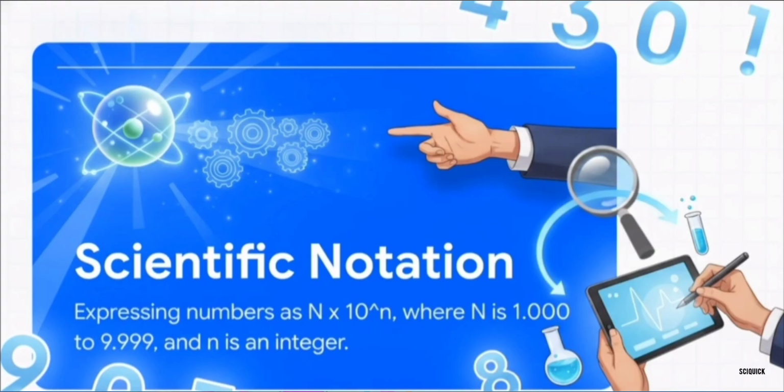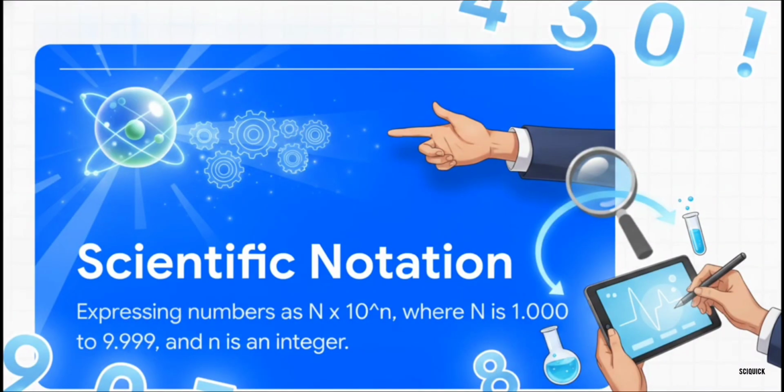Scientific notation. It's time to learn the language of scale so we never have to write out 20 zeros again. The crucial thing here is really just understanding this simple formula. Big N times 10 to the power of little n. Big N is your digit term, and it always has to be between 1.000 and 9.999. Little n is your integer exponent.